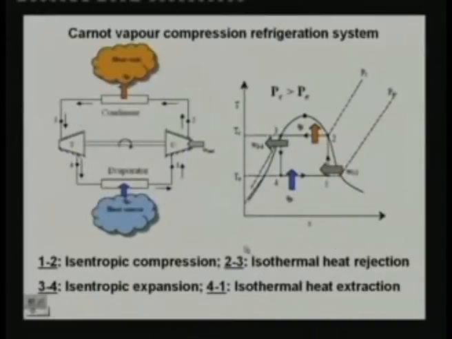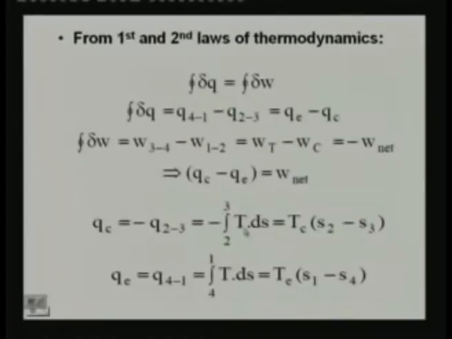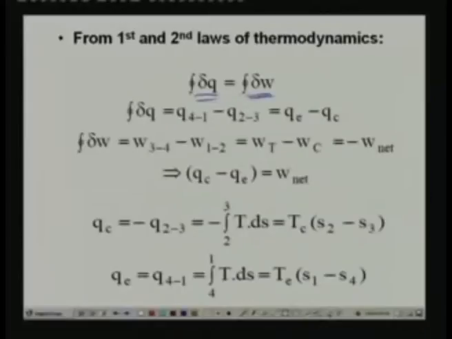Now, if you do a simple analysis of the system from the first and second laws of thermodynamics, you can write for the cycle the first and second laws like this. Cyclic integral of dou Q is equal to cyclic integral of dou W, and dou Q is nothing but the heat transfer taking place during the cycle.